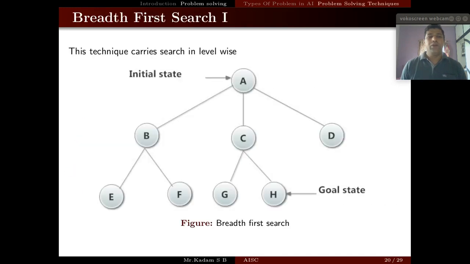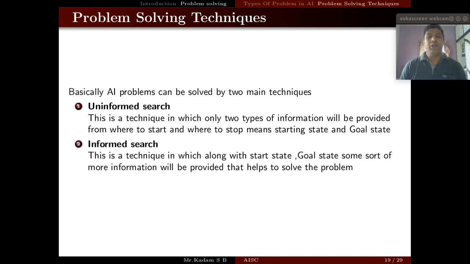So informed search is some sort of hint information which will be provided along with the initial state as well as the goal state. And uninformed search strategy means that along with the initial state and goal state, no information will be provided to help the searching process. So uninformed search is provided with only the initial state, meaning from where to start, and only a goal state, where to stop. So it is not having any help information.